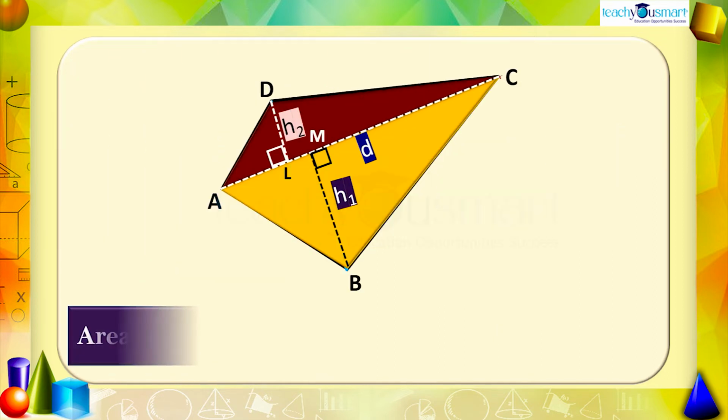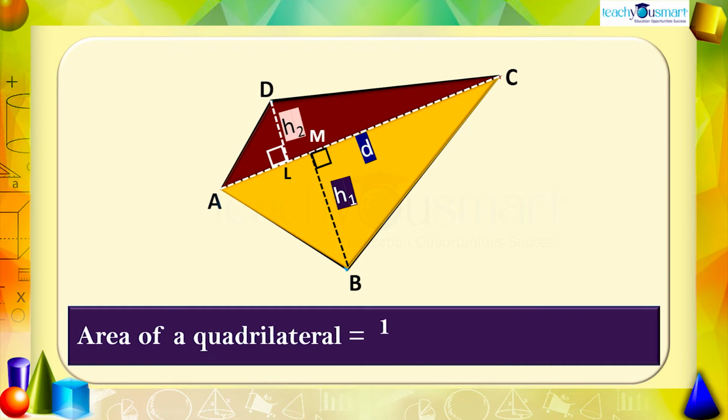That is, the area of a quadrilateral equals half D multiplied by (H1 plus H2), where D is one of its diagonals, and H1 and H2 are the perpendiculars to the diagonal from the vertices opposite to the diagonal.